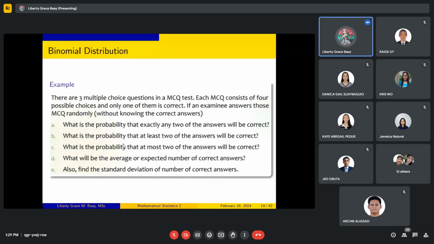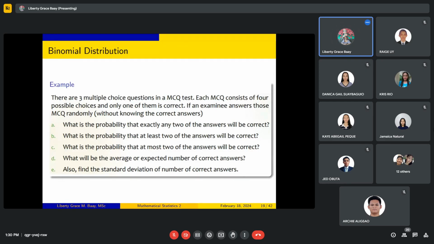What is the probability that at least two of the answers will be correct? What is the probability that at most two of the answers will be correct? And what will be the average or the expected number of correct answers? And lastly, find the standard deviation of the number of correct answers.